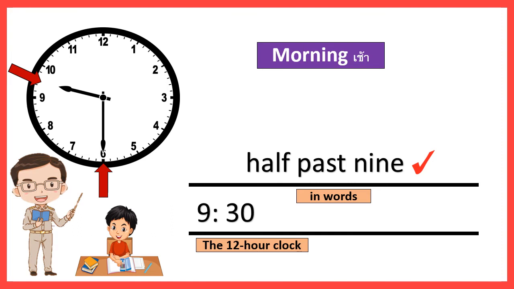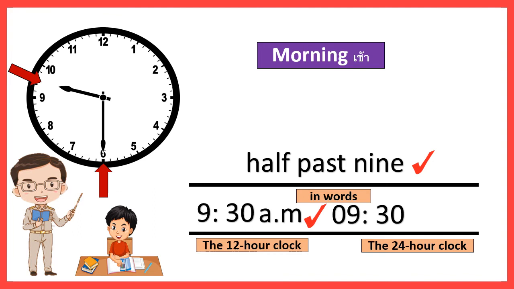What do you think is the answer? The answer is AM. AM is for morning. Very good. Now let's answer the 24-hour clock. What do you think is the answer? The answer is 9:30 hours. Don't forget to write 0 first before 9. 9:30 hours. Good job, kids.